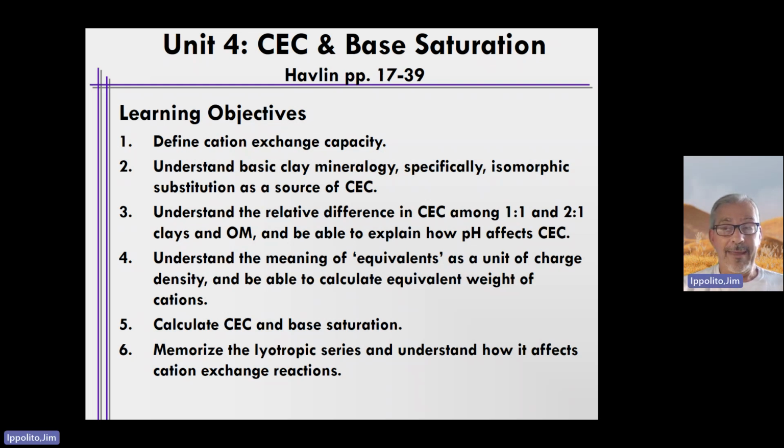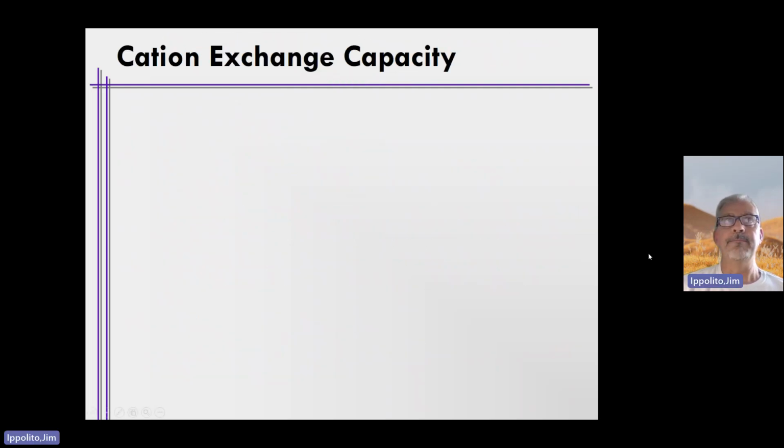Objective number 5, calculate cation exchange capacity and base saturation. You should be able to do this. And point number 6 is memorization. Memorize and understand the lyotropic series and how it affects cation exchange reactions. So with that said, let's get into Unit 4.